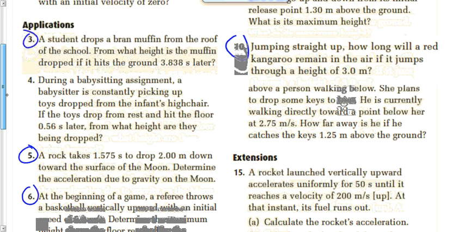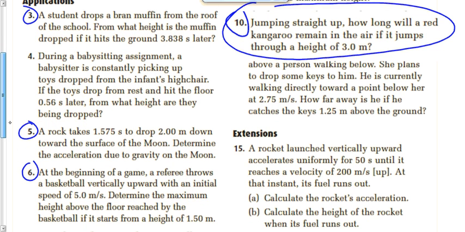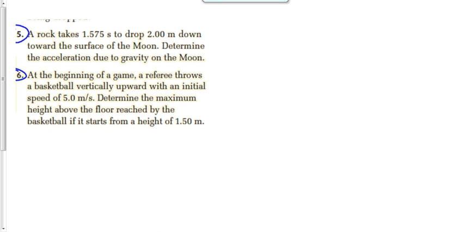It's out of order there, but I've copied over number 10 and put it there just so that you can see all 4 questions that I want you to do all on one page here. So 3, 5, 6, and 10, please. All right, let's have a look at number 5 here. It says a rock takes 1.575 seconds to drop 2 meters down toward the surface of the moon. The acceleration due to the gravity on the moon is what?